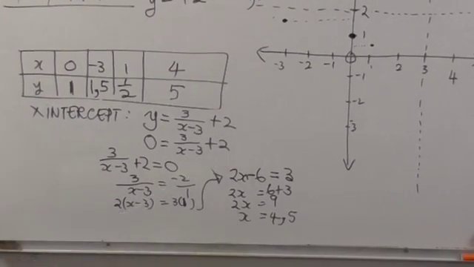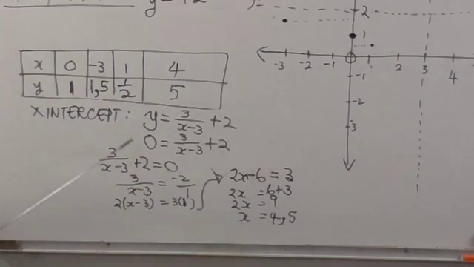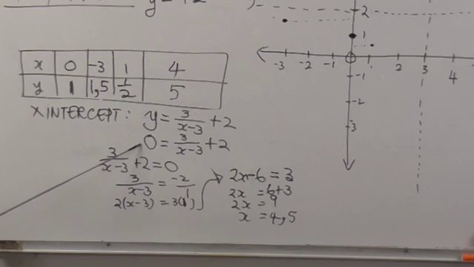So now something is wrong. You're not supposed to get 4.5 because the graph's supposed to. So we'll just check our working. Y is equal to 3 over x minus 3 plus 2. That's correct.